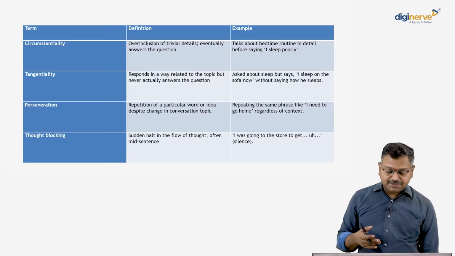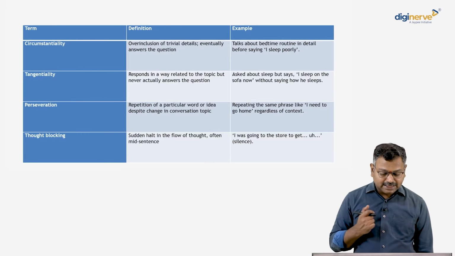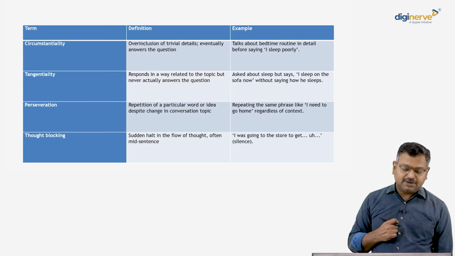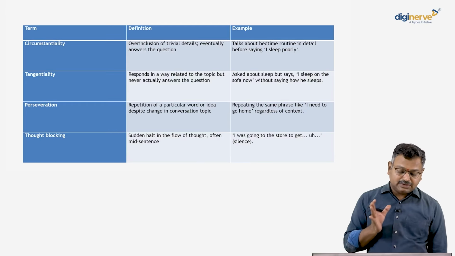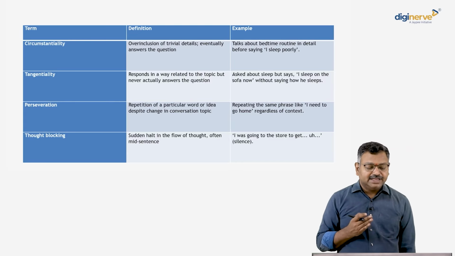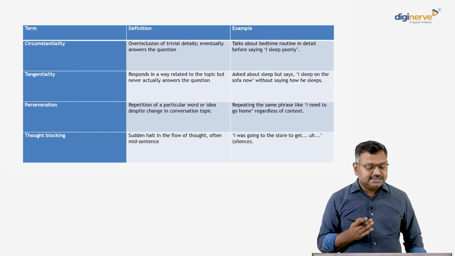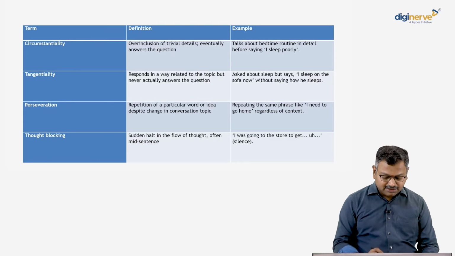Perseveration is repeating the same thing, like, "I need to go home," like that. Thought blocking is a sudden halt of flow, where "I was going to the store," and then silence. So those are the features that you have: circumstantiality, tangentiality, perseveration, and thought blocking.